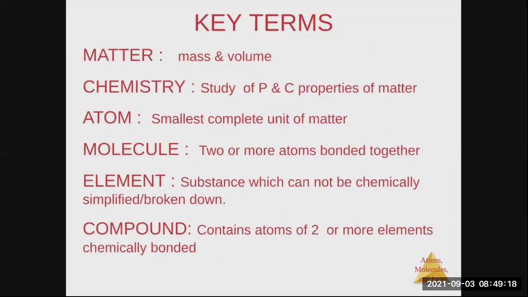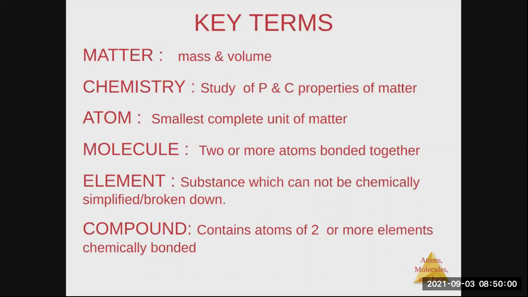Another key term is chemistry. And chemistry, at the broadest level, involves the study of the physical and chemical properties of matter. Things like boiling point, melting point, color. These are examples of physical properties. Being able to burn, how it reacts with an acid, how it reacts with air. These are examples of chemical properties. And when we study the physical and chemical properties, we also engage in study of the physical and chemical changes. All of this falls under chemistry.